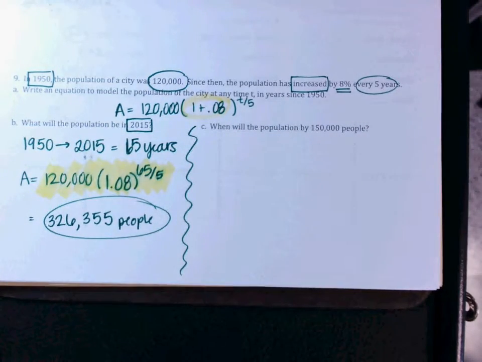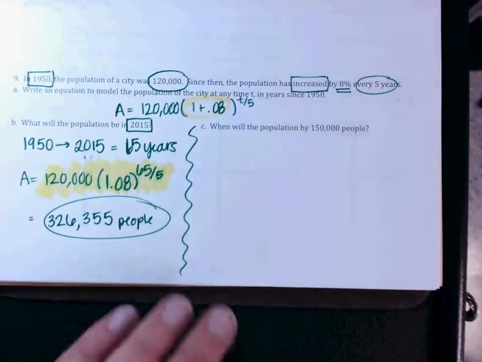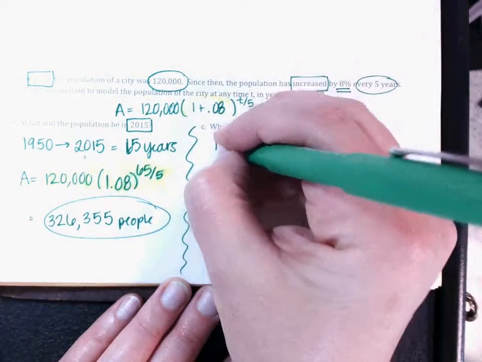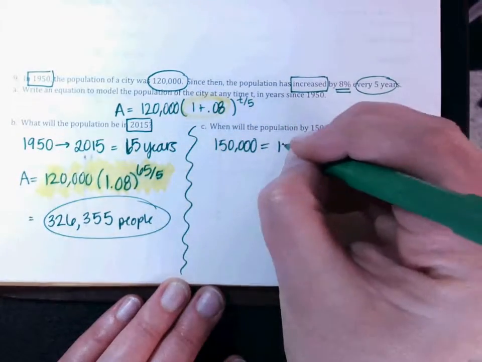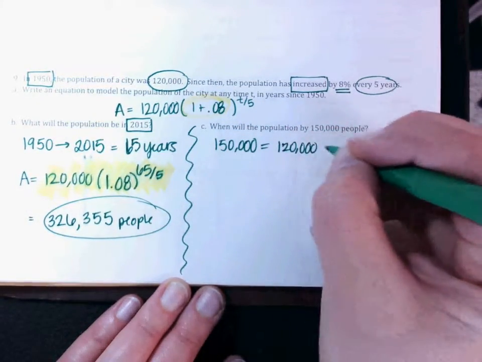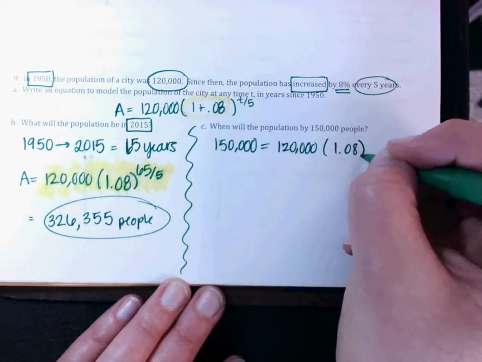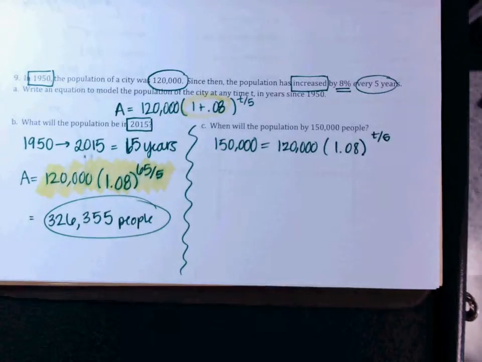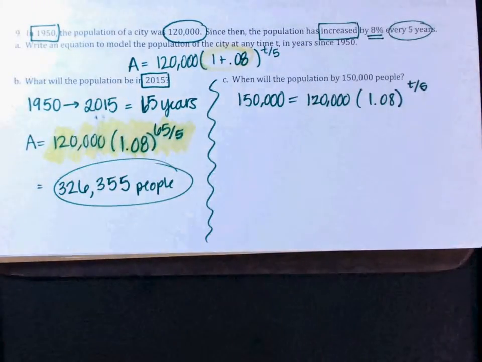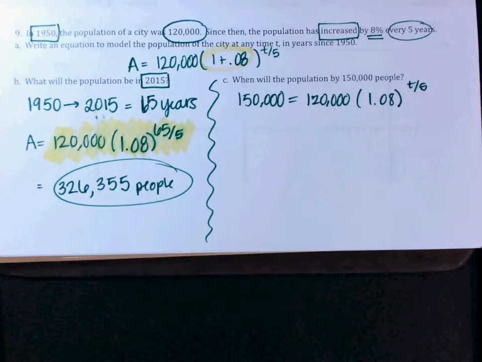When will the population be 150,000? Where do I put that? A or T? A. So I'll do 150,000 equals 120,000 times 1.08 up to the T over 5. And remember, why does it go back to being a T? Because I don't know the time. I'm trying to figure that out. T over 5.